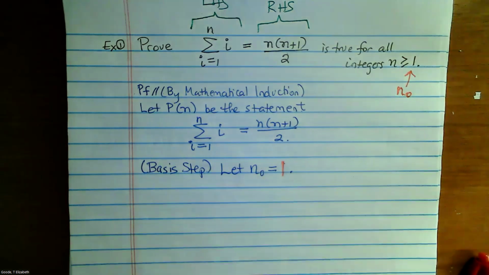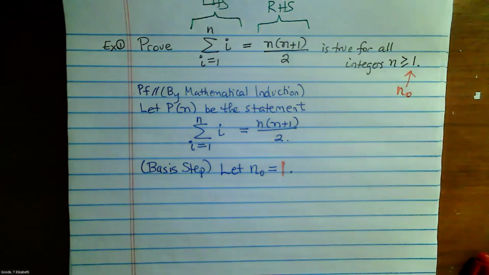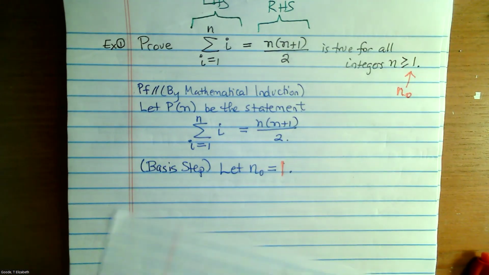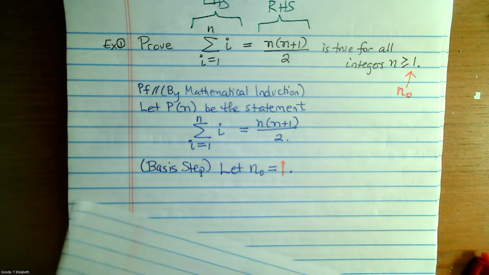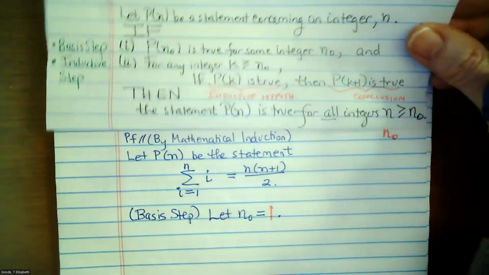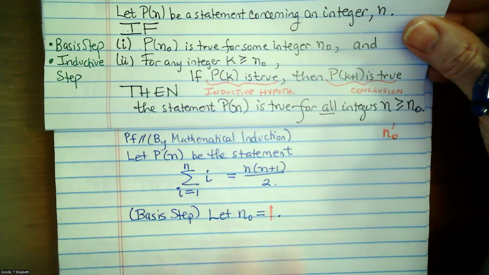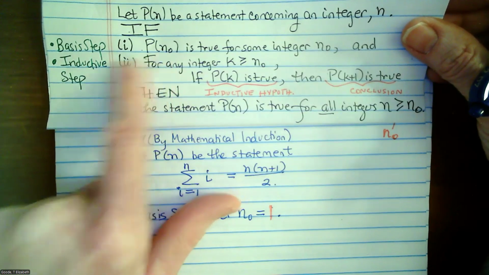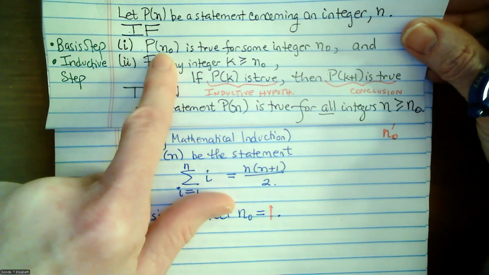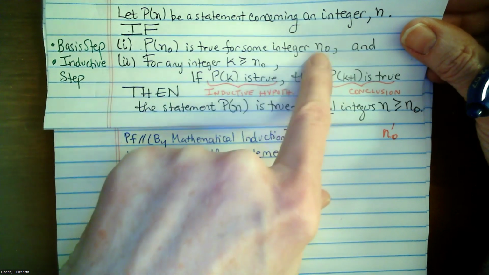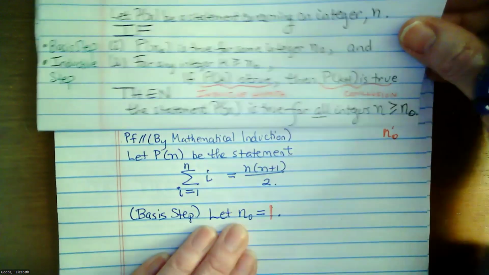Remember, let's go back and look at our principle of mathematical induction, because we're trying to use that. We're trying to establish the hypothesis. So the first thing we have to do is the basis step. We have to show that P of n naught is true for some integer n naught. So that's what we're working on right now.